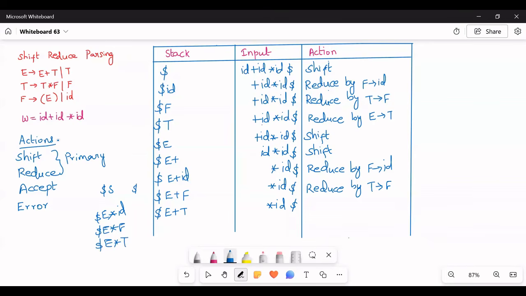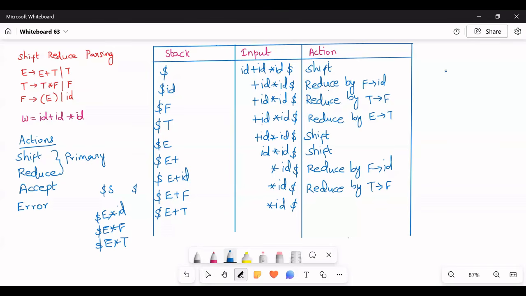But since E star T is not a production, and we cannot convert E into T in any step, we don't have T tends to E as a production. So we cannot derive this grammar. If you consider E plus T as a handle and do the reduce action, we cannot parse the input string correctly. So here there is a chance for reduce as well as shift. So this is called a shift reduce conflict.